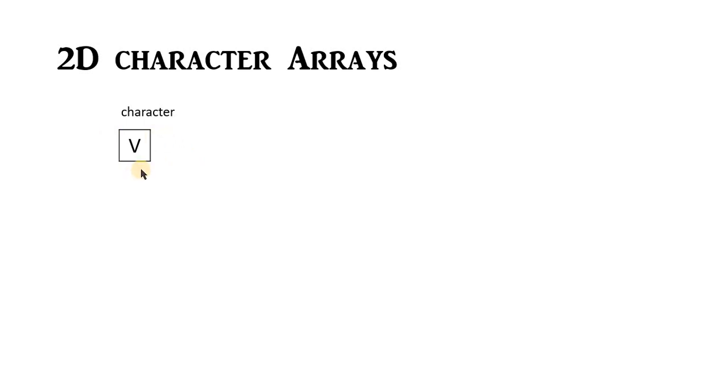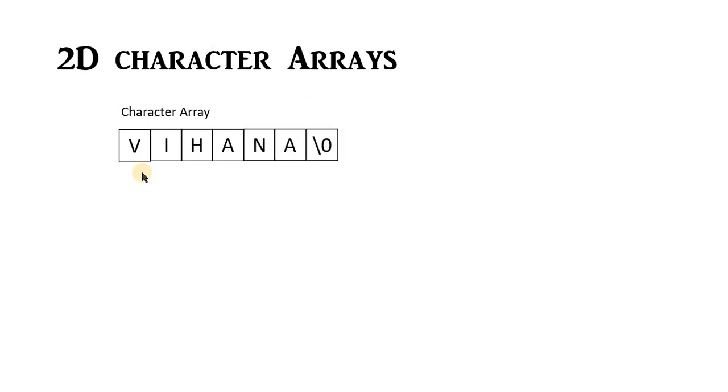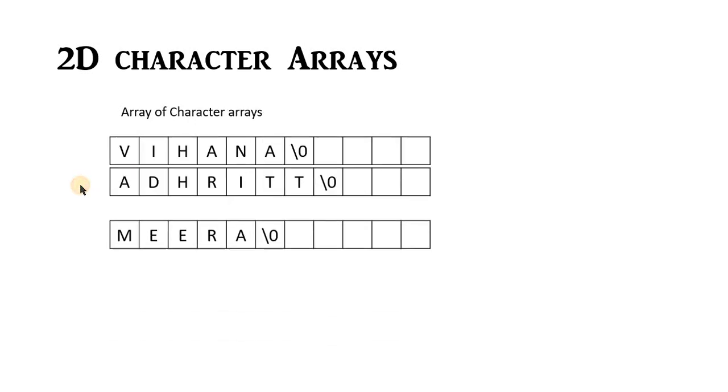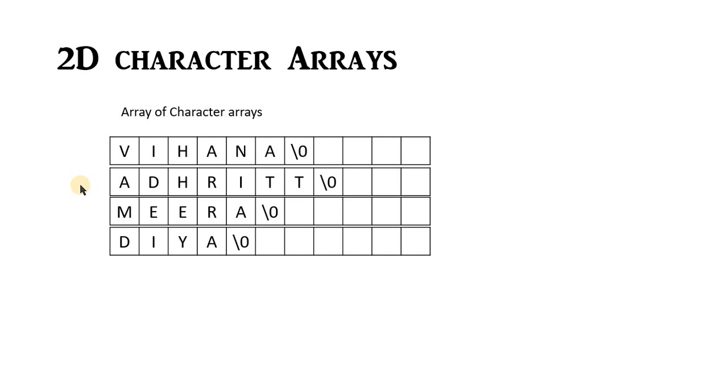This is a character. When several such characters are put together, it becomes a character array or a string. When we combine several such strings together, it becomes a 2D character array or a string array. Today we are going to learn about 2D character arrays.